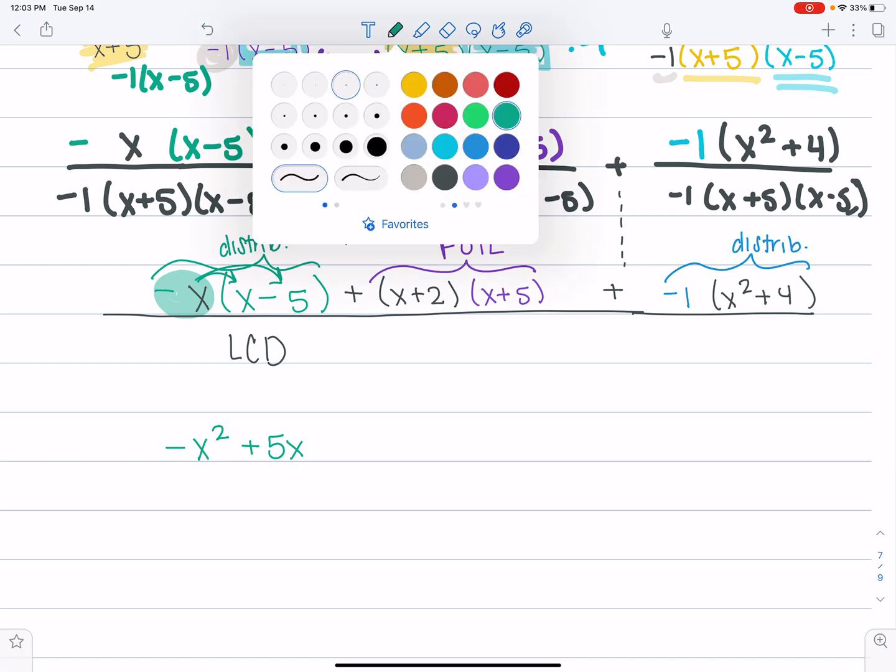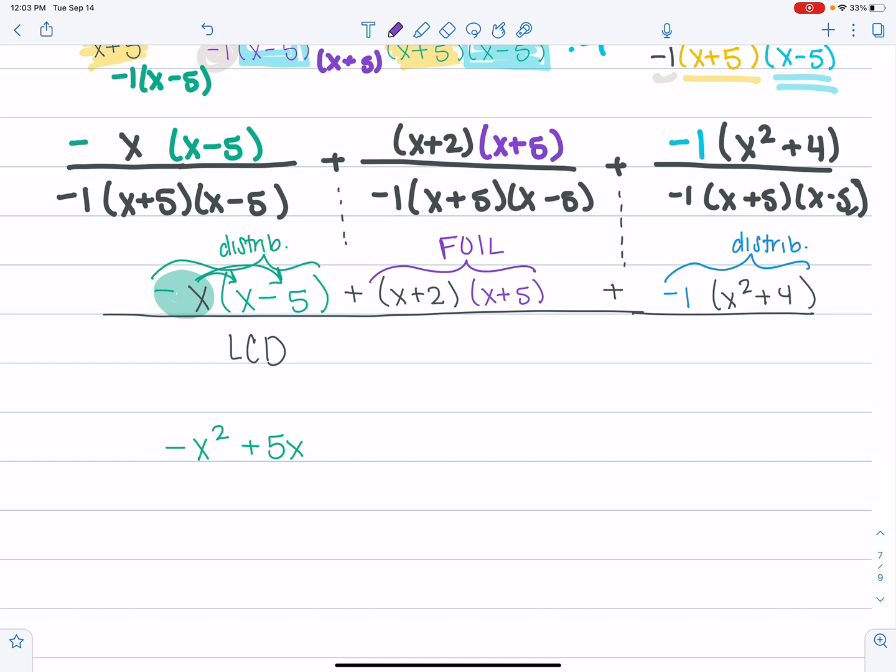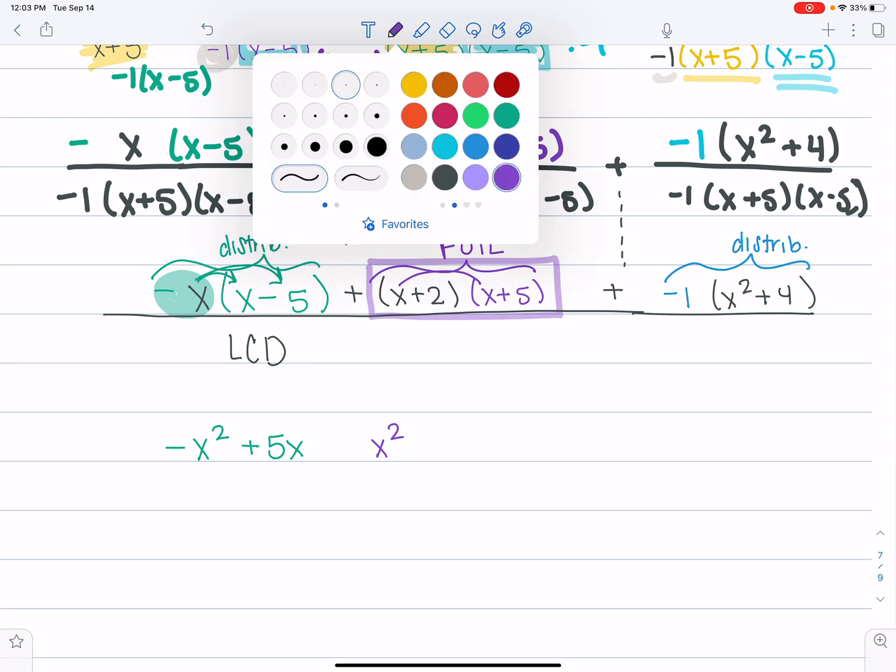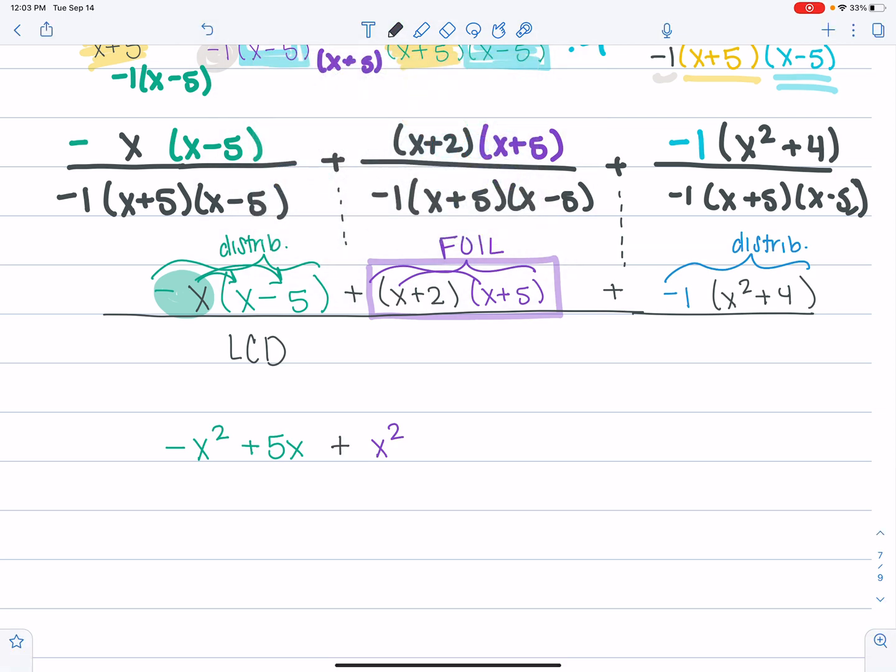The second one, I'm going to FOIL that. And so right here, I'm going to FOIL this thing. First, x times x is going to give me x squared. Forgot my sign. Outer, 5x, inner 2x, which is going to give me, once I combine those like terms, 7x. And then last, 2 times 5 is going to give me 10. Carry down that next sign.